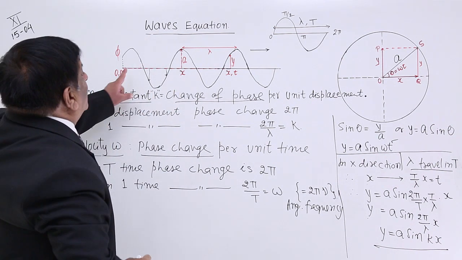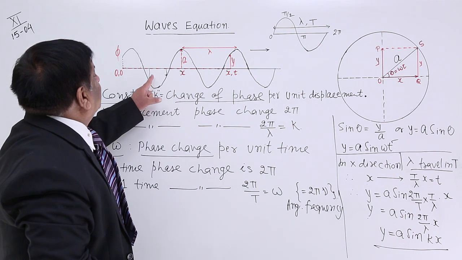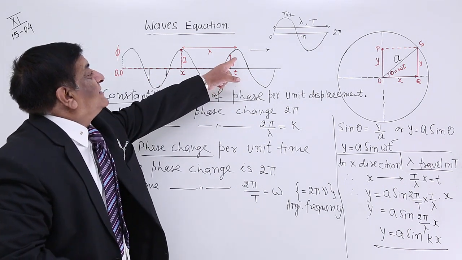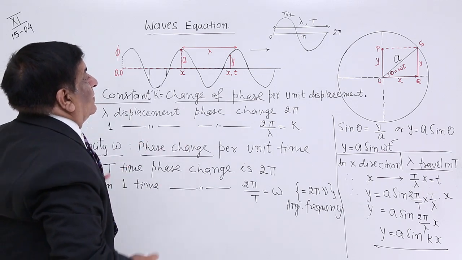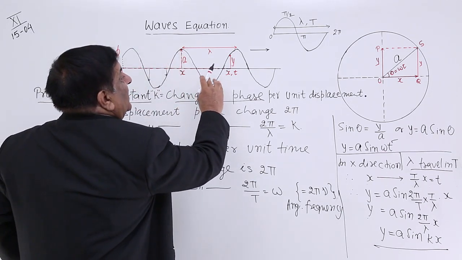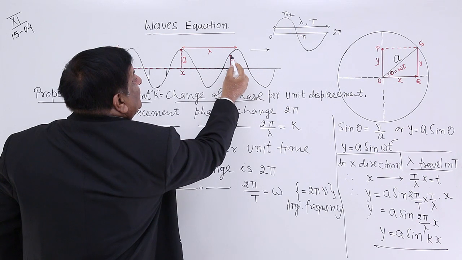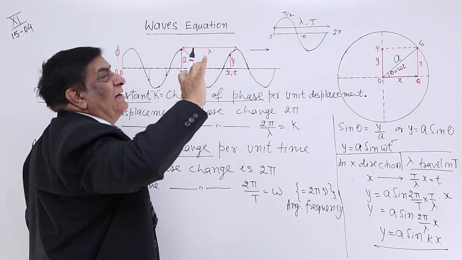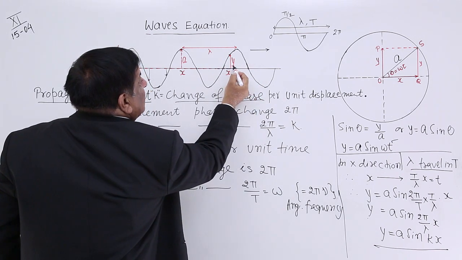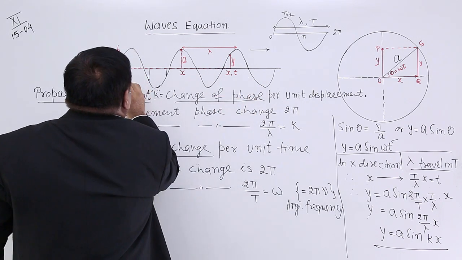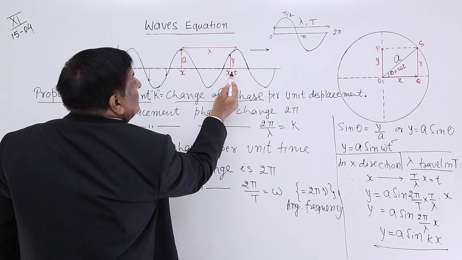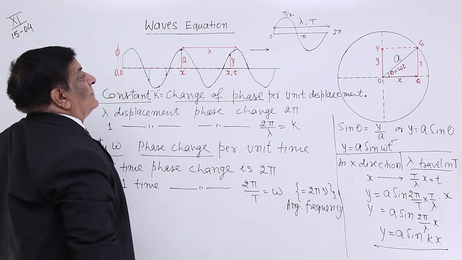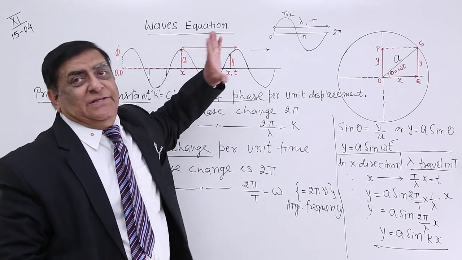So we find that with x, the other thing changing is this displacement, and this displacement we call y. So what are the variables in a wave? The displacement of the particle y, we will also call it the displacement of the wave, the distance travelled by the wave, and the time taken by the wave, these at one point. These are the variables.